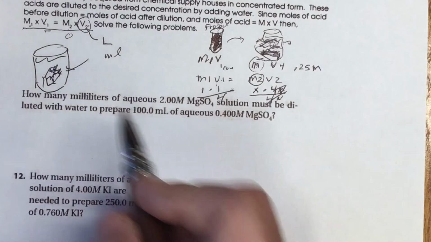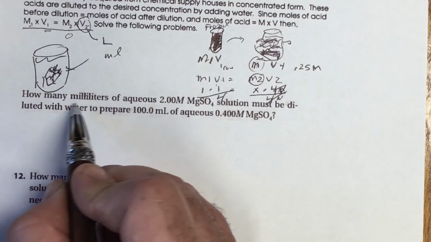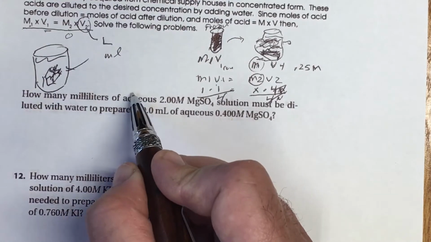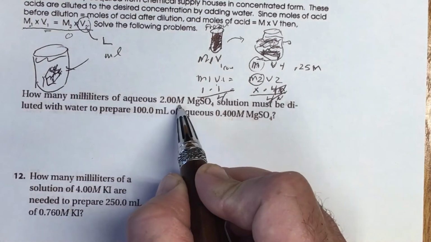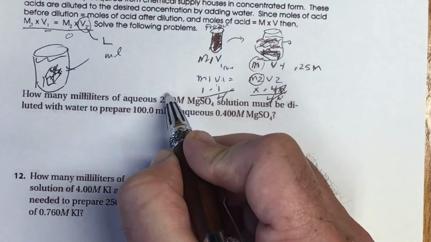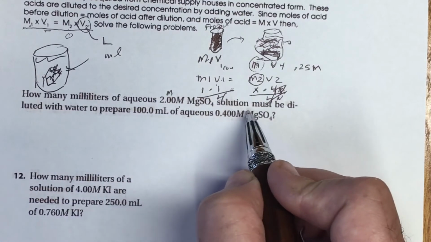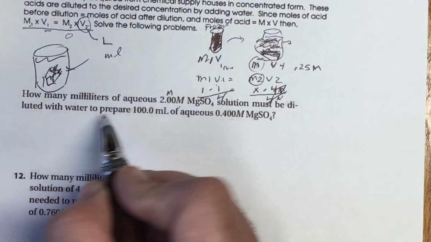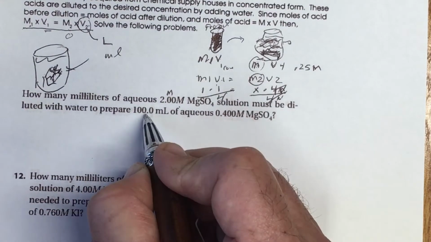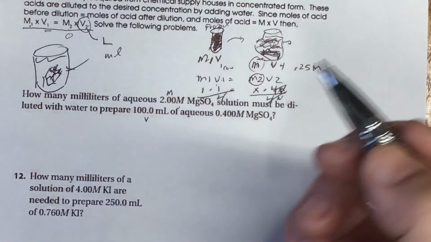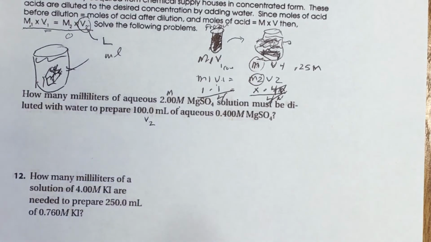We're looking for how many milliliters of an aqueous, that just means dissolved in water, 2 molar solution. Okay, well, that's a molarity. And since they're asking how much of this, let's continue on, must be diluted to prepare. Okay, so what we're preparing, this is going to be our new volume. So whatever we're making, that's going to be volume 2.